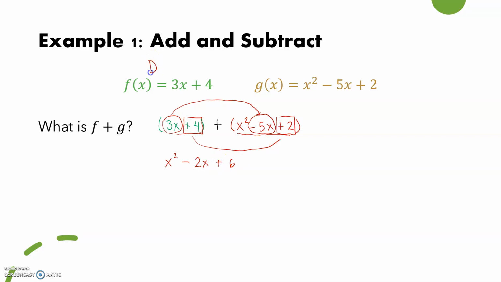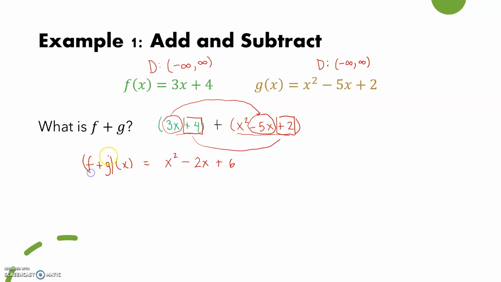The domain for f, because I'm just multiplying by 3 and then adding 4, has no restriction. I can plug in any x and still multiply it by 3 and add 4. And the same is true for the quadratic. There's no domain restriction on the quadratic. The result when I add these two functions together is f plus g of x is equal to that.